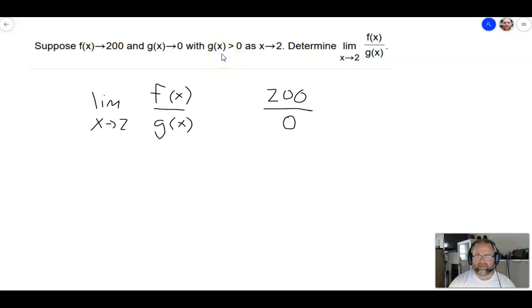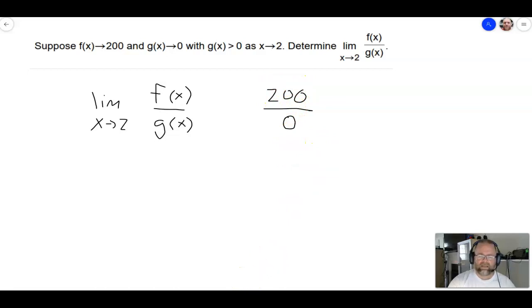positive. That means it's getting really close, like 0.1, 0.01, 0.001, getting closer and closer to 0, but staying positive. So we're not going to be looking at negative 0.01, because g of x, once again, stays positive here. If you try to put this into your calculator, of course you're going to get an error message because we can't divide by 0.